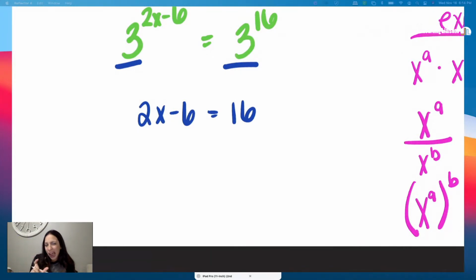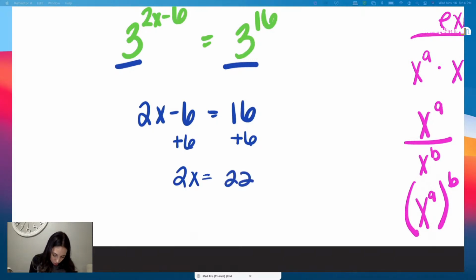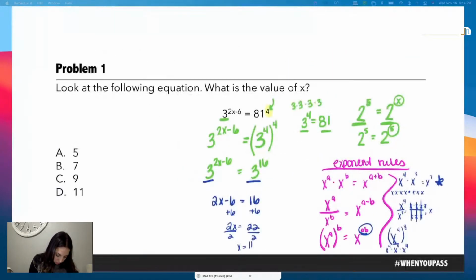So I'm going to kind of do the reverse of the order of operations. I'm going to add 6. Well, I'm certainly not going to erase. I'm going to add 6 to both sides. So 2x equals 22. Divide both sides by 2, and x equals 11. So we have x equals 11. That was a lengthy problem. Let's go ahead and move on to problem number 2.